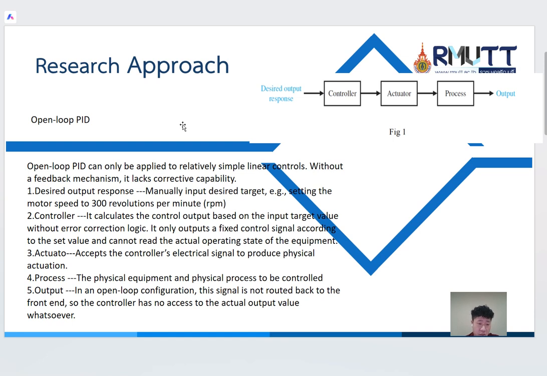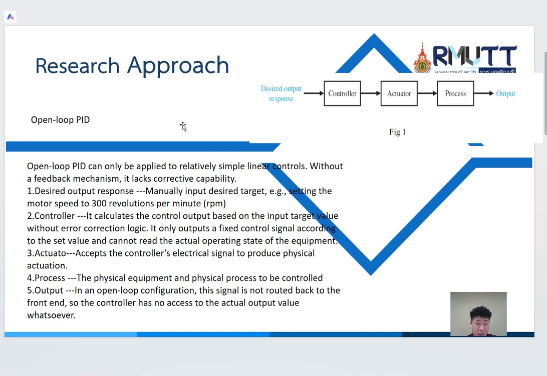Controller: it calculates the control output based on the input target value without error correction logic. It only outputs a fixed control signal according to the set value and cannot read the actual operating state of the equipment.